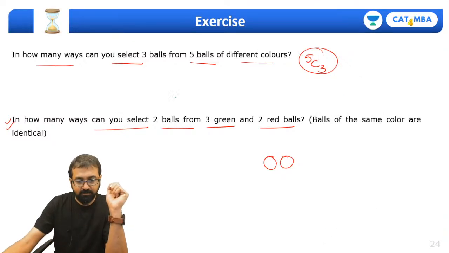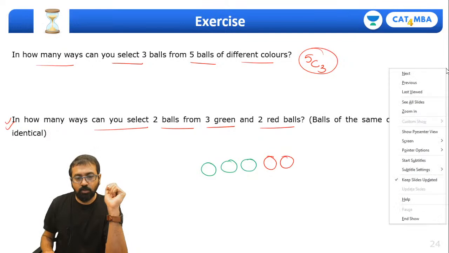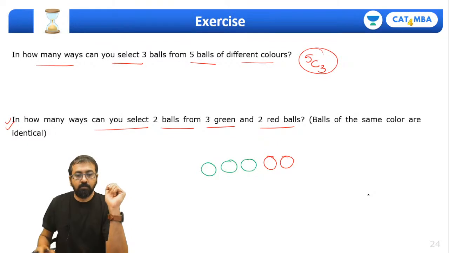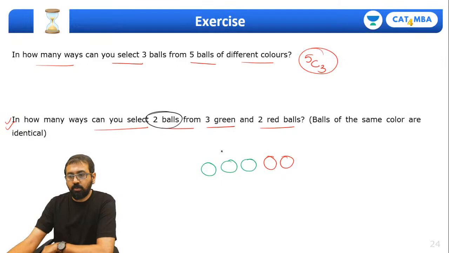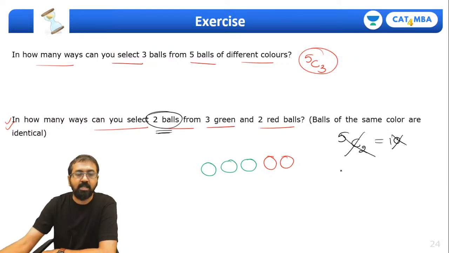So we have 3 green balls. Now in how many ways can I do it, guys? Quickly tell me. Right, so I need to pick 2 balls. In how many ways can I select these 2 balls? Type your answer in the chat box. What are the total number of ways? Of course, we can't use that formula 5C2, incorrect. This will come out to be 10, but this is not the correct answer.